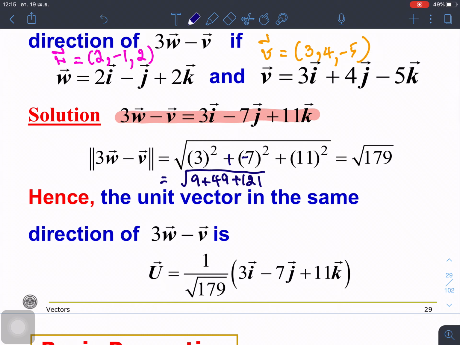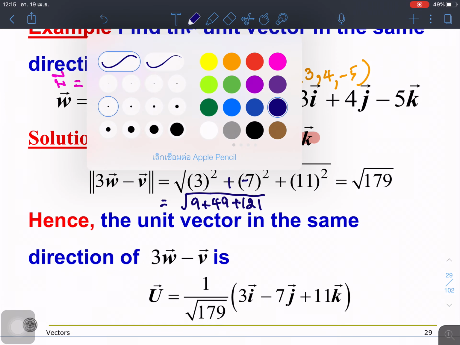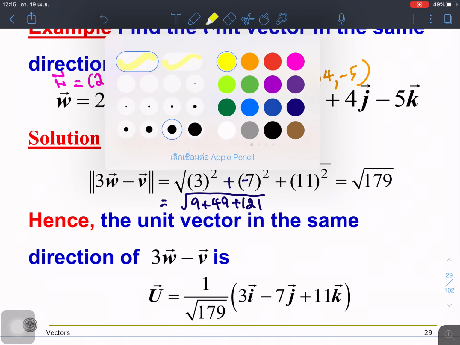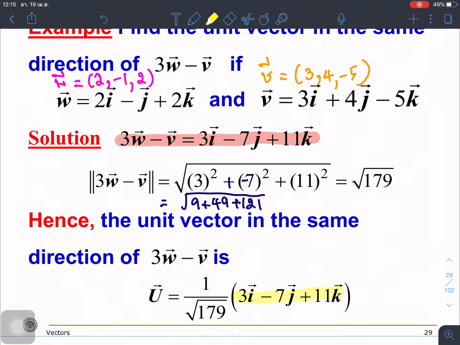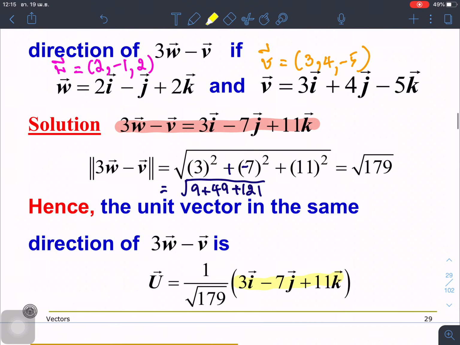And then you want to find a unit vector having the same direction as the original vector 3w minus v. So then you just write down the original vector here. This is the original vector, and then divide it by the modulus, the square root of 179 here. Okay, that's the new vector.